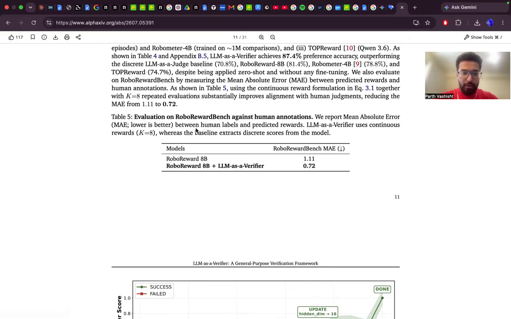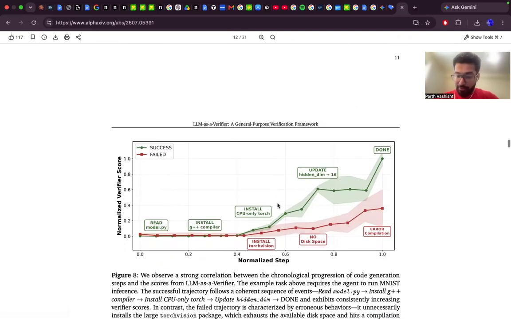We report mean absolute error, MAE, lower the better of course, between human labels and the predicted labels, and they were able to do decent stuff here.